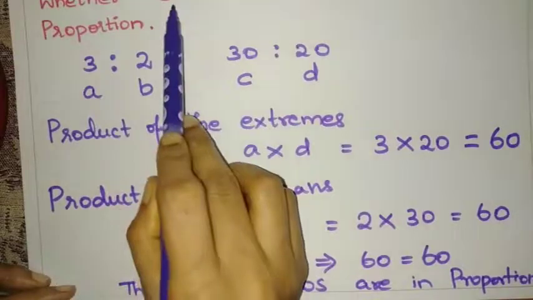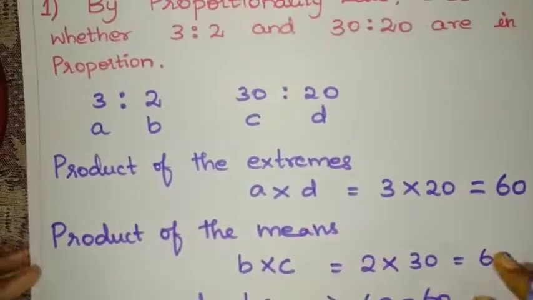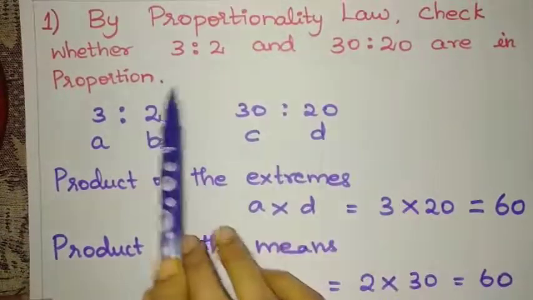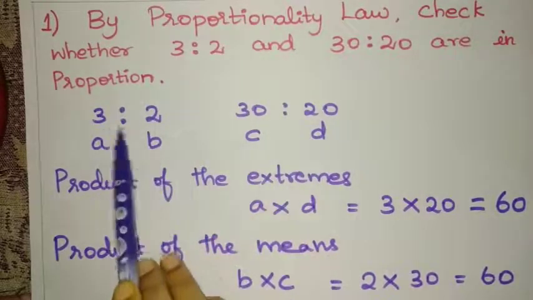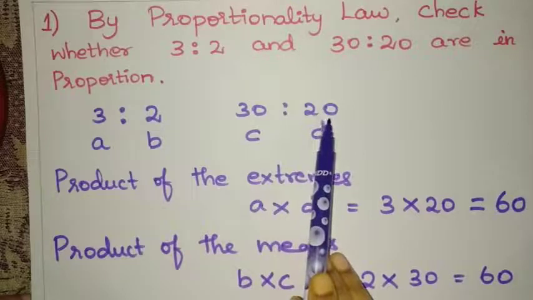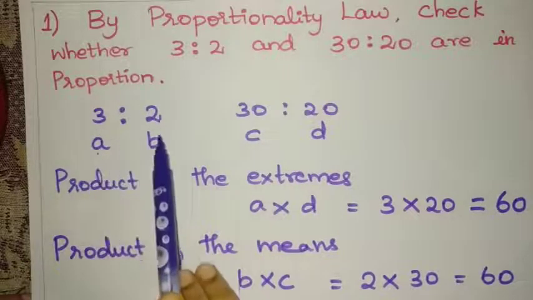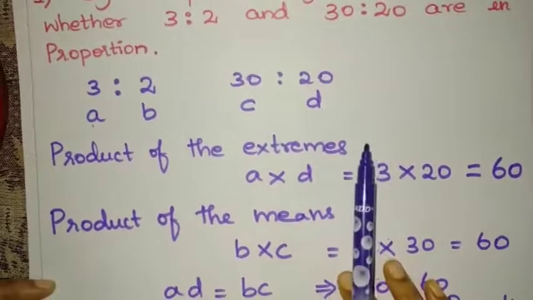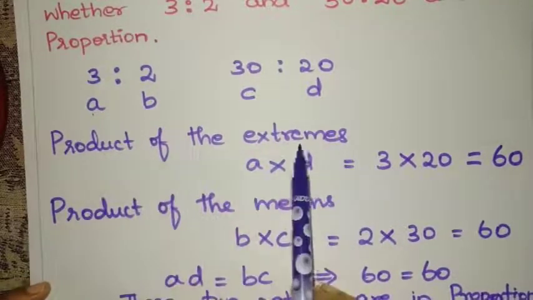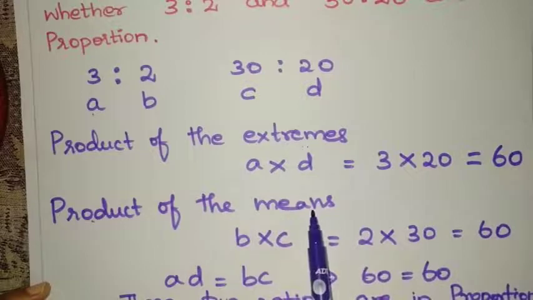So two ratios are given. You have to check whether they are in proportion or not. So writing two ratios, 3 is to 2 and 30 is to 20, where 3 is A, 2 is B and 30 is C, 20 is D. We need to find the product of the extremes and the product of the means.